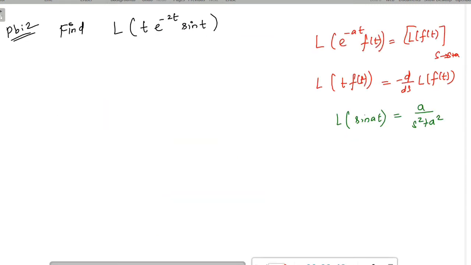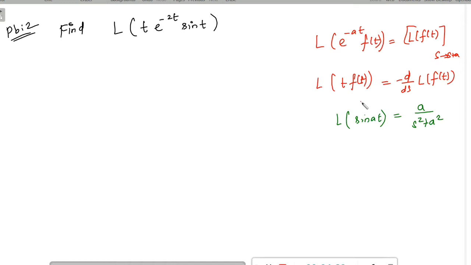Second problem, find Laplace transform of t into e power minus 2t into sin t. So here, the product of 3 functions is given, right? So now I am going to apply this formula. This is the property, first shifting property. Second one is derivative. Third one is the normal formula L of sin at. I am going to apply these 3 formulas in this problem.